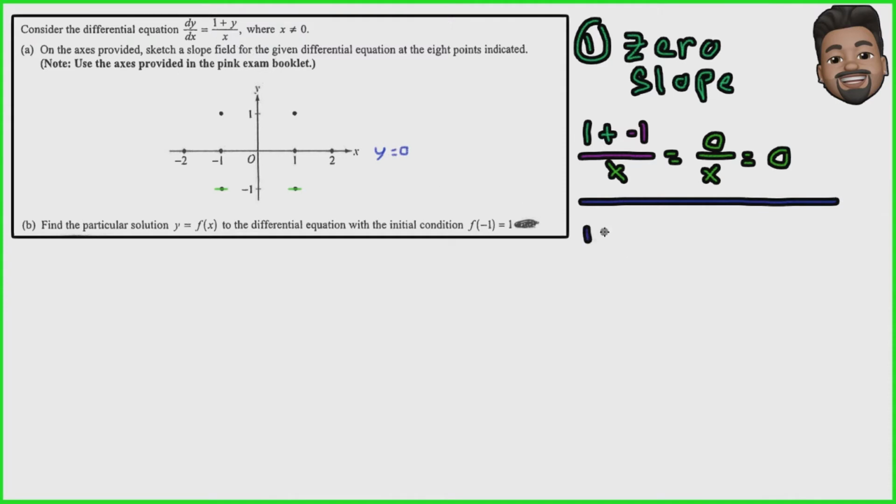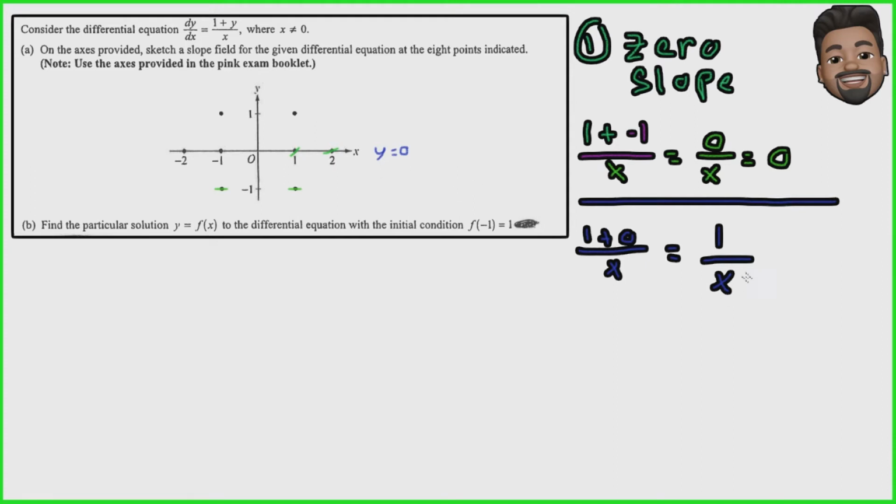We're going to get 1 plus 0, divided by x. So this is essentially 1 over x. So now what I can do is plug in all these x values into here. If I plug in 1, I get 1 over 1. So this is 1. If I plug in 1 over 2, that's half. So this is going to be more plateaued or more horizontal because the slope is getting closer to 0.